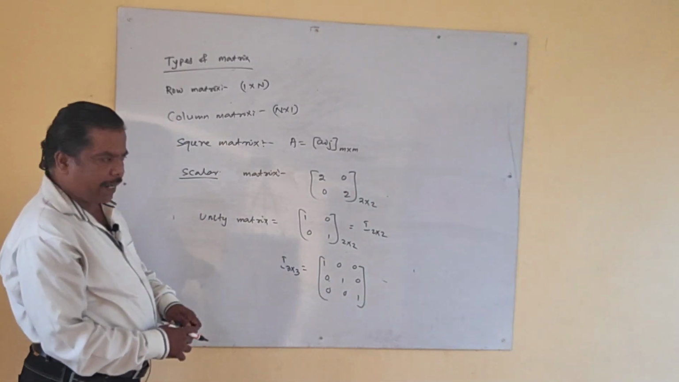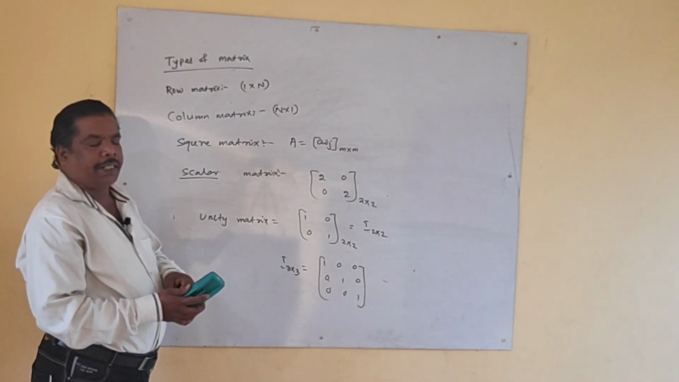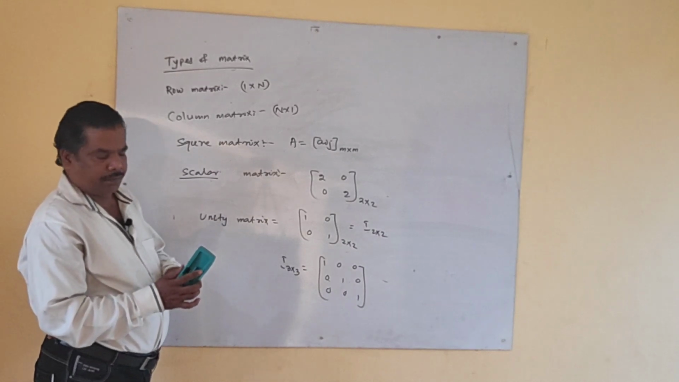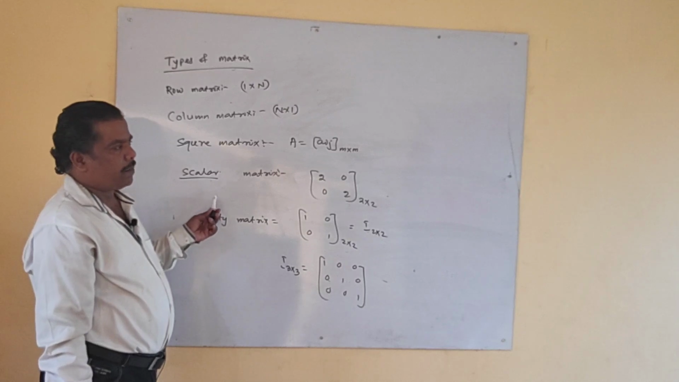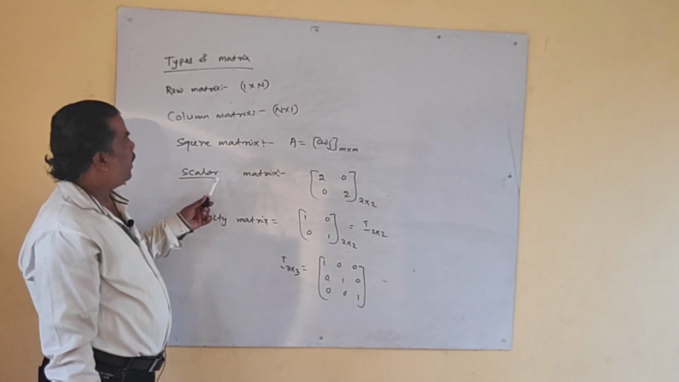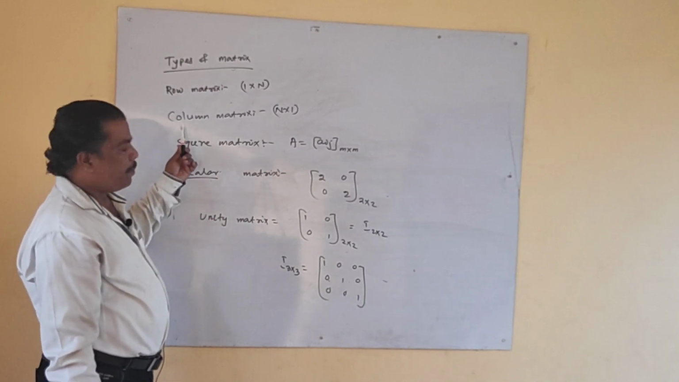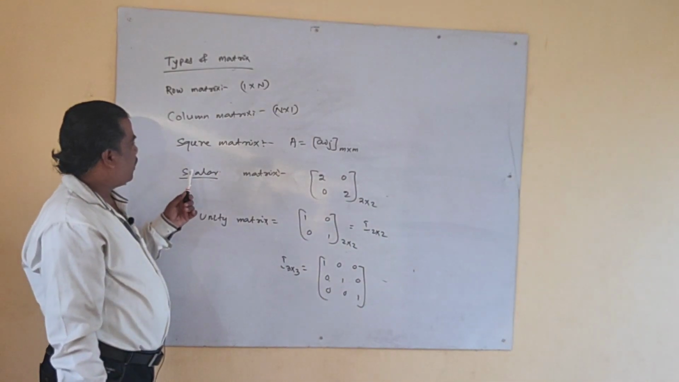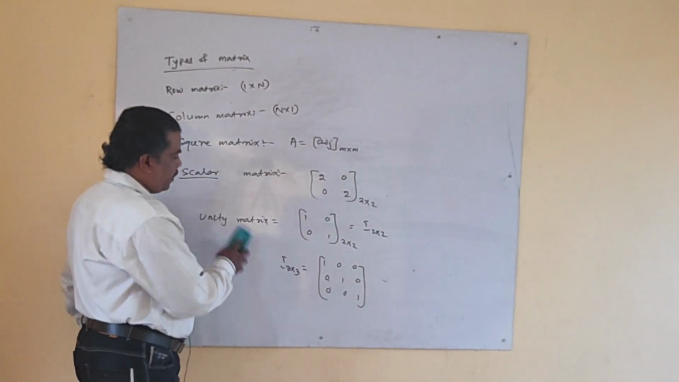Now we know what is a matrix. A matrix is an arrangement of mn numbers, a rectangular array of numbers. The order of a matrix is defined as row by column, that is m by n. And the types of matrix: row matrix, column matrix, square matrix, diagonal matrix, scalar matrix, and unit matrix.